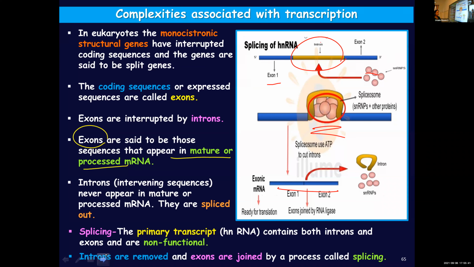Introns are removed and exons are joined by a process called splicing. The name of the process is splicing. What is splicing? It's a process by means of which introns are removed and exons are joined together. Exons and introns both will be present in hnRNA, but once it becomes matured RNA, that is, hnRNA will undergo splicing and then it is transformed into messenger RNA. So messenger RNA will not have introns. It will have only exons. Clear? You want me to repeat again? Is that fine, Evelyn? Okay.